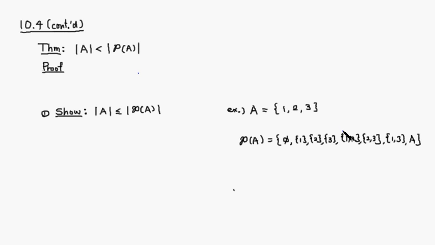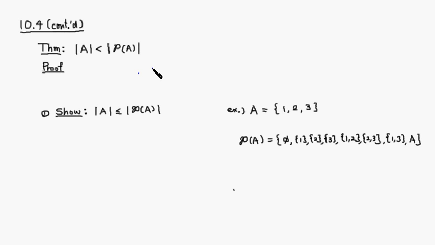Okay, let's look at section 10.4, still continued. All right, so let's try to prove the following theorem. It says that the cardinality of A is strictly less than the cardinality of its own power set. All right, so let's try to prove that.